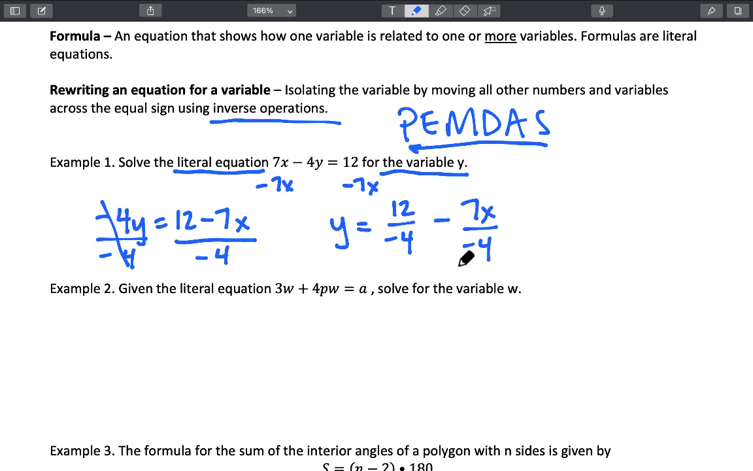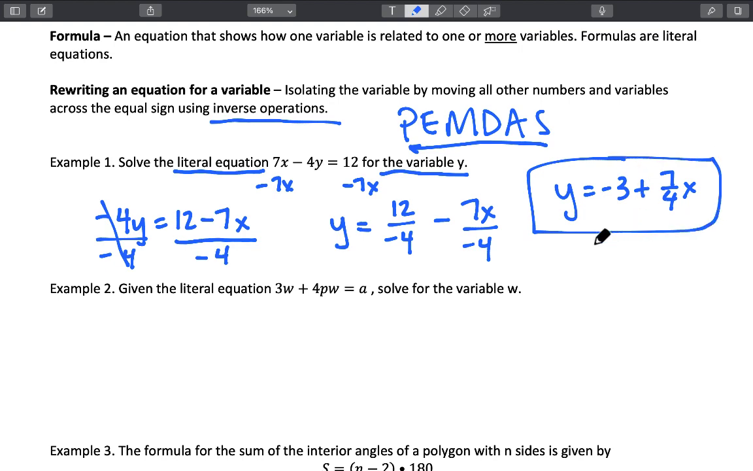All right, now we need to simplify this and clean this up. 12 divided by negative 4 simplifies to negative 3. So y equals negative 3. And then we have a negative 7 divided by negative 4. That turns to a positive 7/4 x. So here is our new equation that is solved for y.